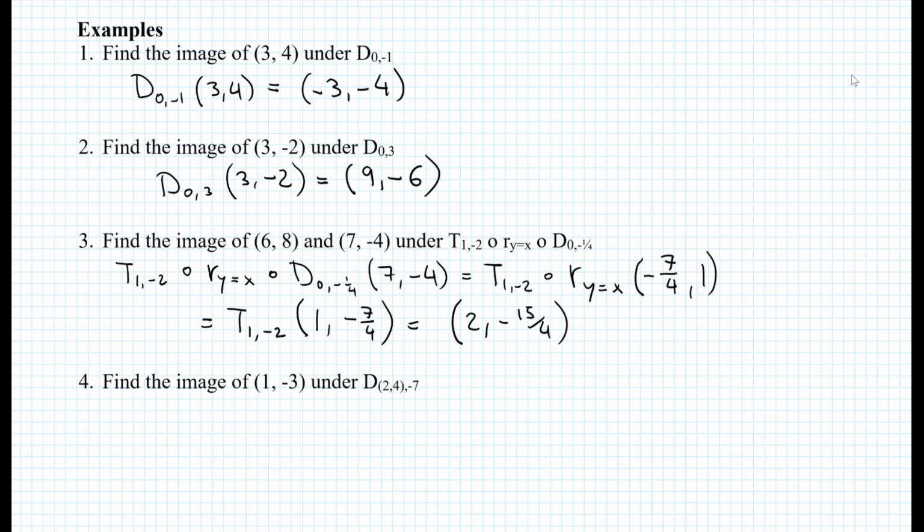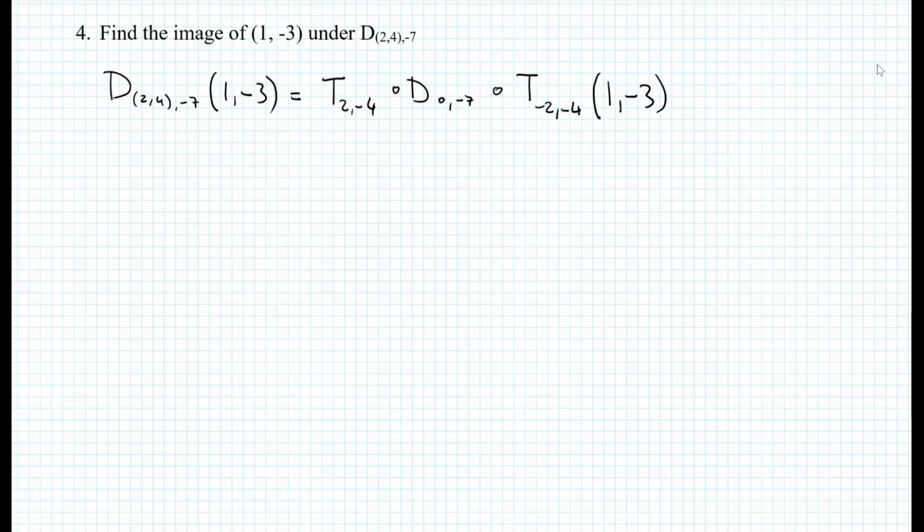And finally, now we want to find the image of (1, -3) under that dilation. But now the dilation, notice, is not over the origin, but is over some other point, (2, 4), by a scale factor of -7. How do we deal with this? Well, a few lessons ago in a YouTube video, I mentioned that when you transform a point over another point that is not at the origin, for example, a reflection or even a rotation, first you need to translate the point back to the origin, then perform the dilation as if it was over the origin, and then translate it back.